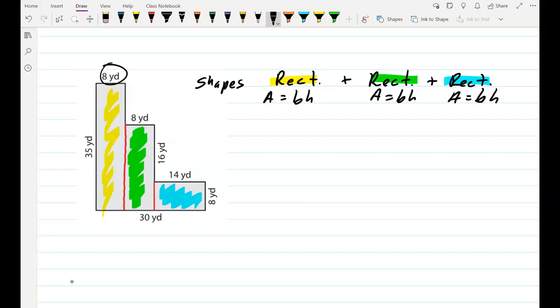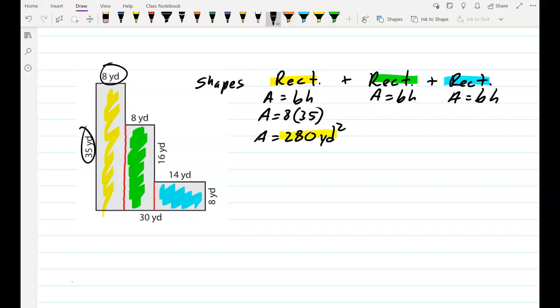Okay, well, let's find the area of the tallest rectangle there. The base, we can see, is 8. So the area equals 8 times the height, which is 35. And 8 times 35 is 280 square yards. Okay, so that's the yellow one.